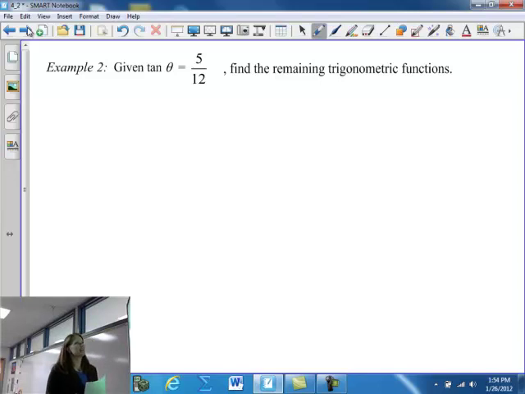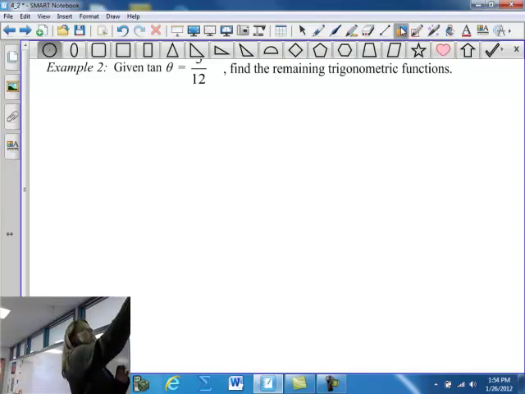All right, we are given that the tangent of theta is 5 over 12. We need to find all the other trig ratios. Okay, so this must be in what triangle again? A right triangle. Okay, how do I get my fancy right triangle? Just draw one. I could do that too, but I want to use your fancy board here.